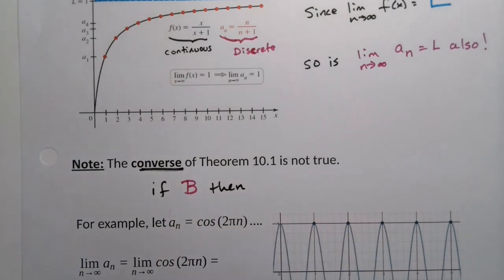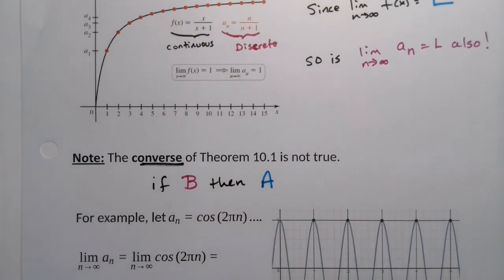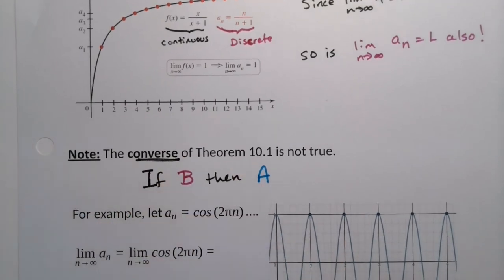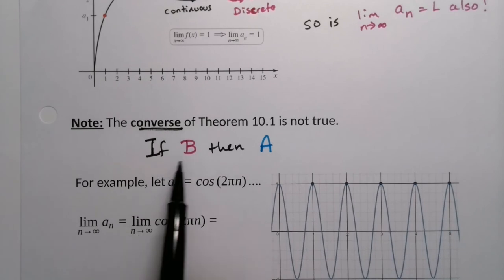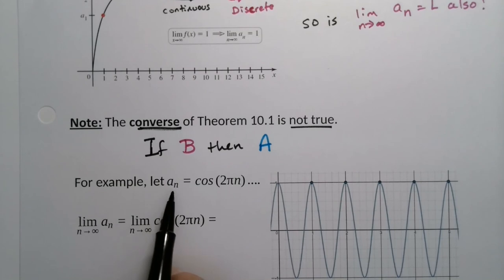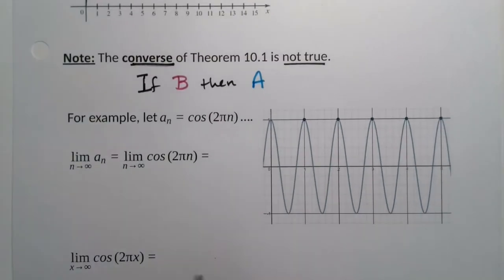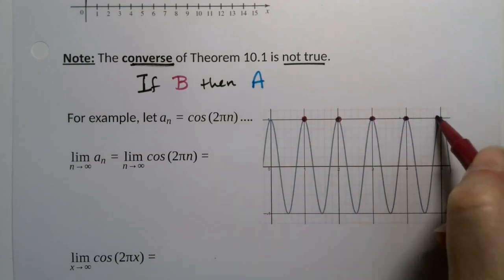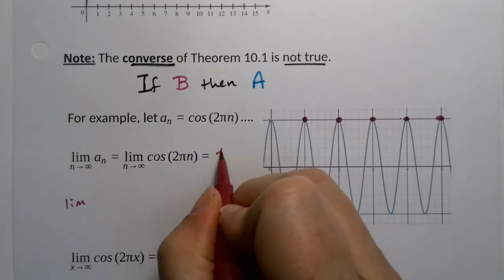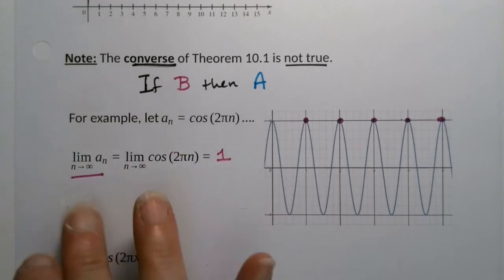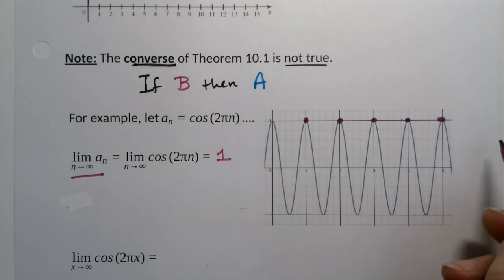If you ever take a theoretical logic class or philosophy class, they'll talk about this. We talk about it a lot in math classes. So the converse is if B, then A. Well, that's not true. So just because the sequence has a limit does not mean the function has a limit. And that's what they're showing us right here. If you look at these values, a sub n is the cosine of 2 pi n. So all the values are 1. So the limit of the sequence a sub n is 1 because every little dot on that sequence is 1. It's 1, 1, 1, 1, no problem.